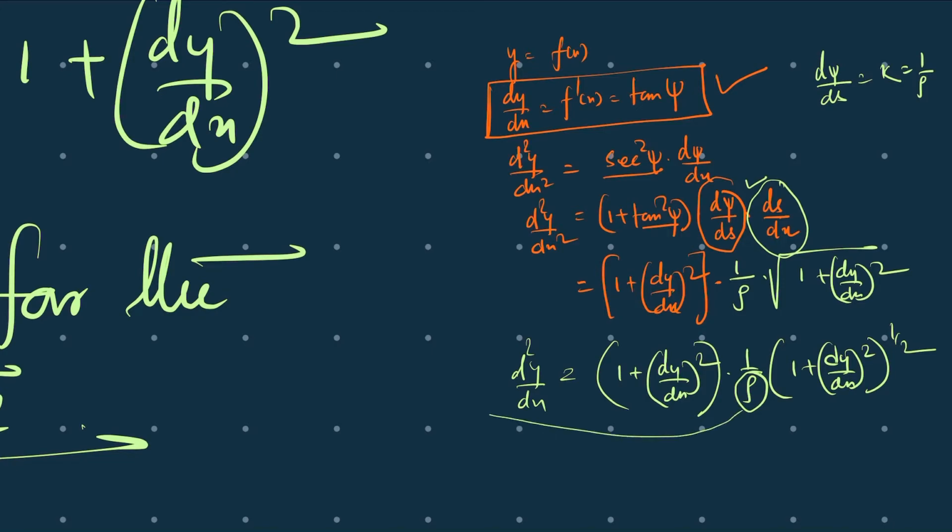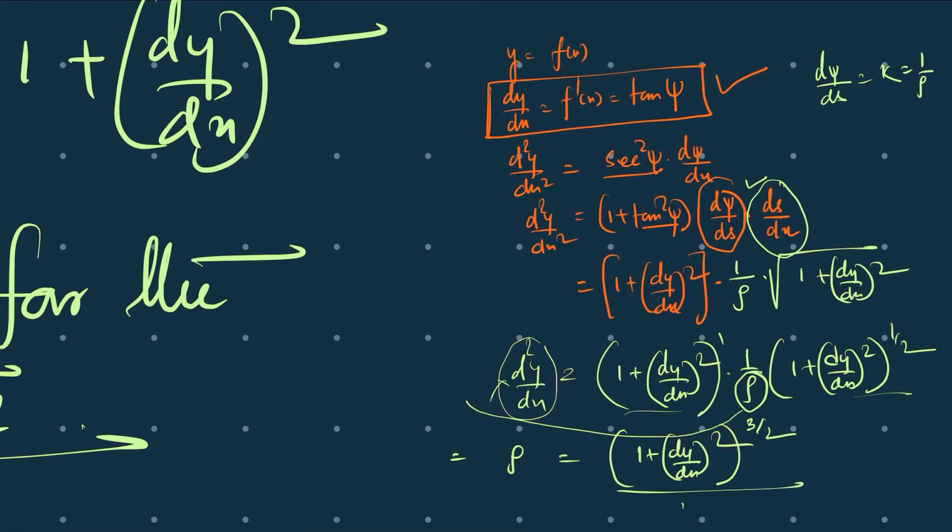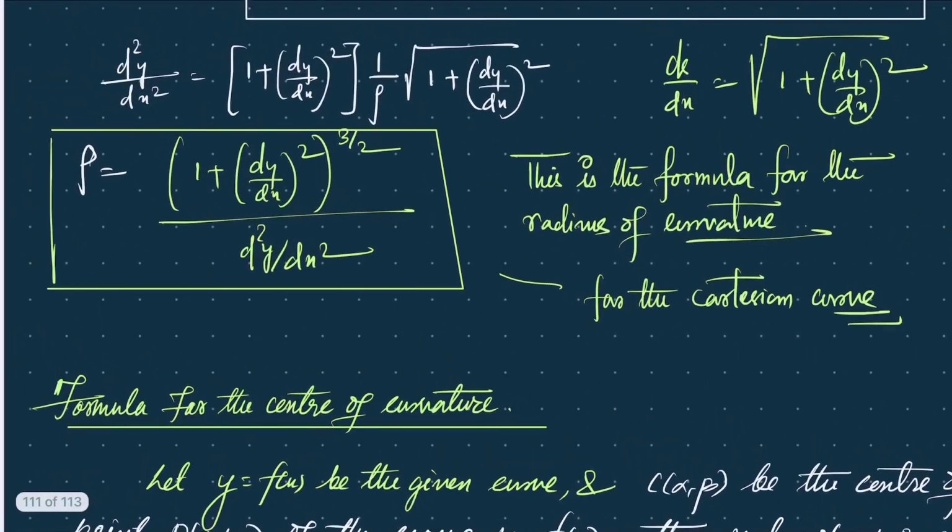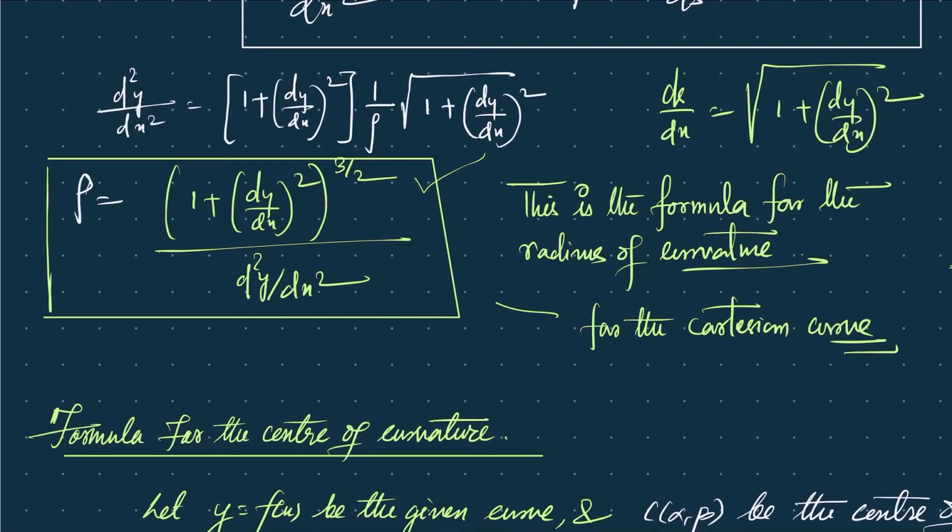So I am going to bring this rho to the right hand side. It is going to be multiplied with this value, and this entire value will be divided here when I bring it to the right hand side. So rho is equal to 1 plus (dy by dx) whole square, to the power of 1 plus 1 by 2. So we know from the property of exponentiation, this is going to be 3 by 2, divided by d square y by dx square. This is the full and final formula, the rho formula. We need to remember this formula. This is one of the most important formulas.